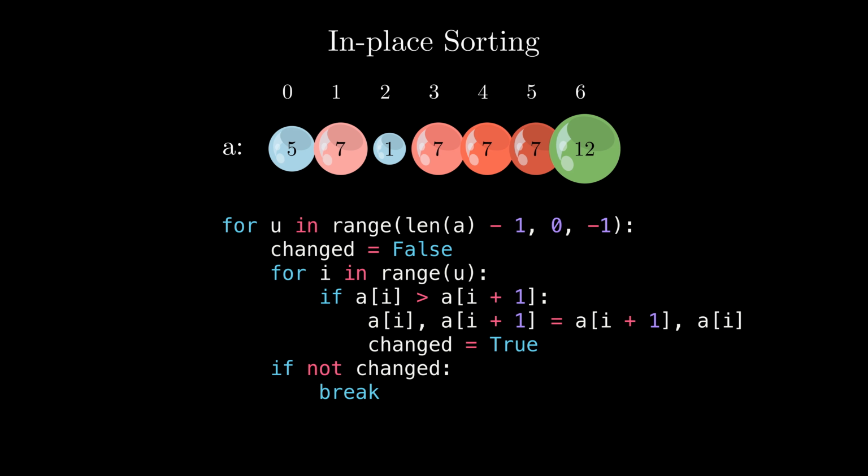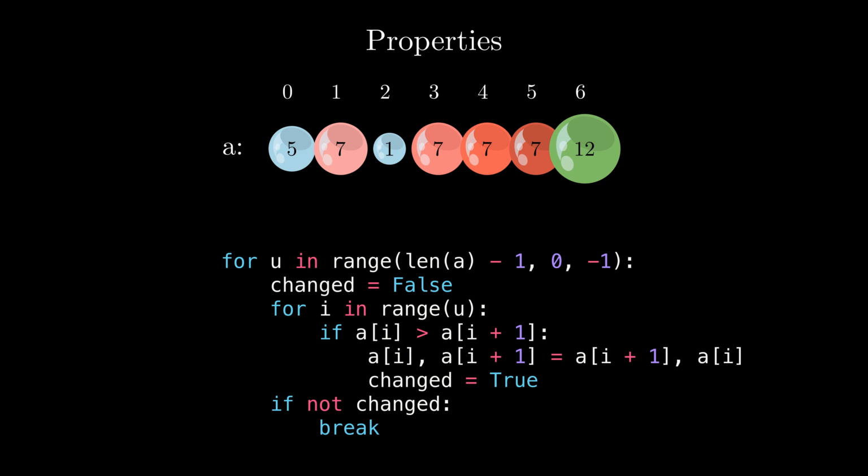If we look at the implementation of the bubble sort algorithm, we can notice that we don't use any additional memory. So bubble sort is pretty memory efficient and performs in-place sorting. That's the second property of the bubble sort algorithm. So bubble sort is stable, meaning that it doesn't change the initial order of equal values, and it also performs in-place sorting, meaning that it doesn't require additional memory proportional to the given array.